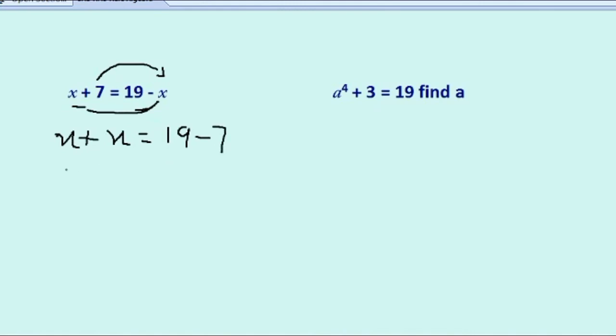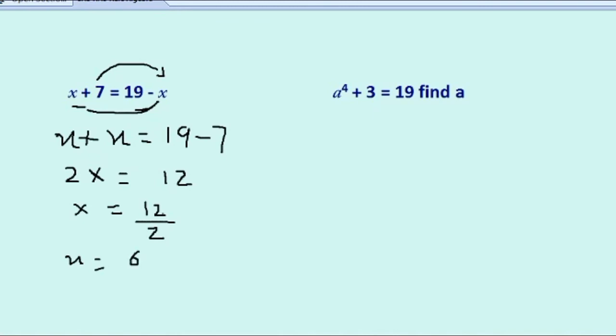x plus x is how much? 2x equals 19 minus 7 is 12. Okay, this is 2 into x, or 2x equals 12. So x will be equal to 12 divided by 2. That is x equals 12 divided by 2. When we simplify, it becomes 6.